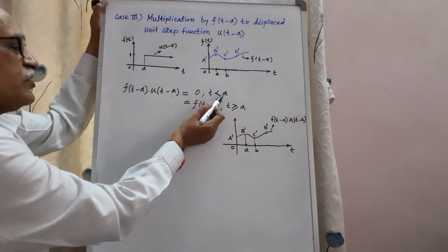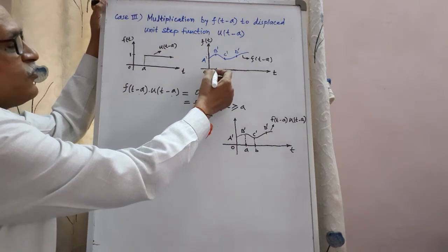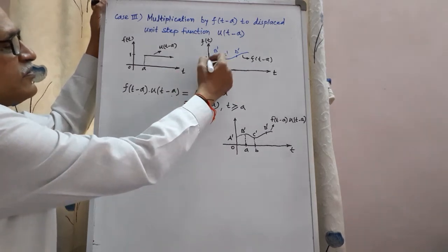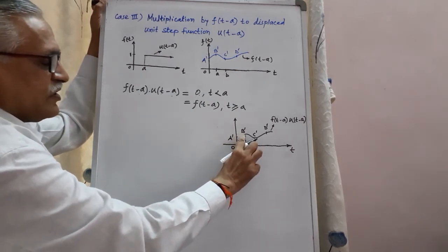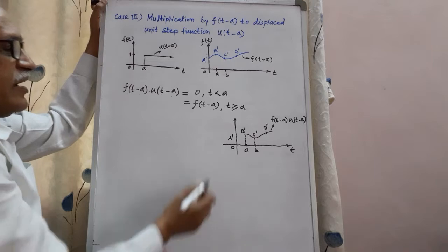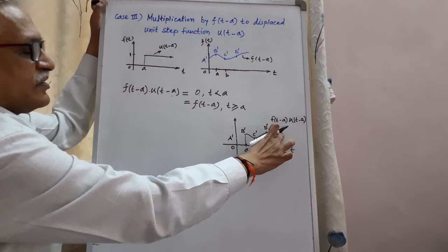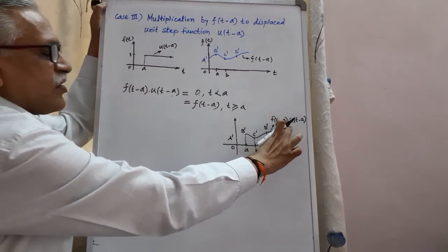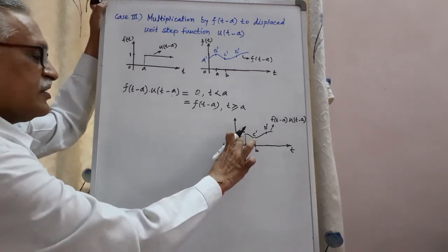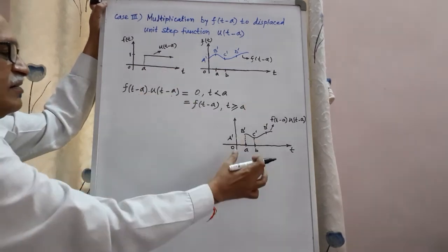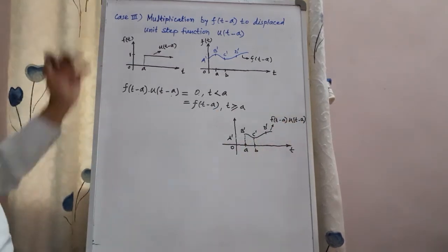The portion towards the left of a becomes 0. Whatever portion is between a dash and b dash vanishes, so I will remove this part, and the part of the curve from b dash to d dash represents the product of f of t minus a into u of t minus a. This is the geometrical representation of this product.